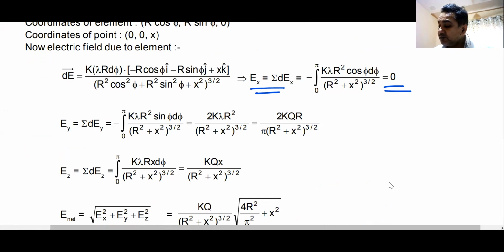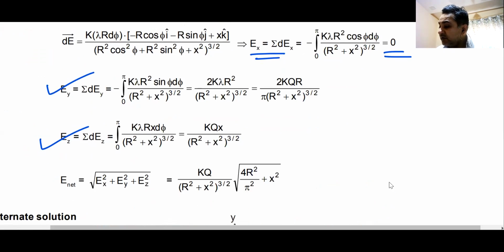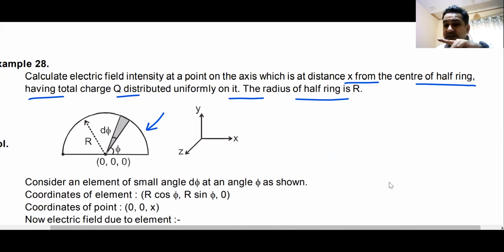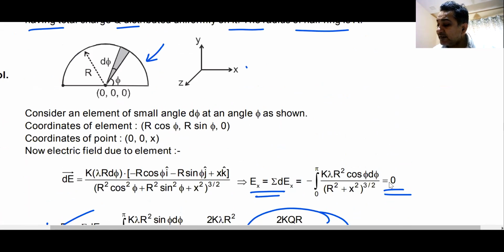E along x is 0. E along y is given by this formula, and E along z is given by this formula. Just remember these two formulae for a half ring at a distance x from the center of this ring. What is the value of the electrostatic field along x, along y? Look at this diagram and remember these formulae. This is your x-axis, this is your y-axis, and this is your front axis, which is the z-axis. Along these sides, forces cancel, but along y and z, forces do not cancel.